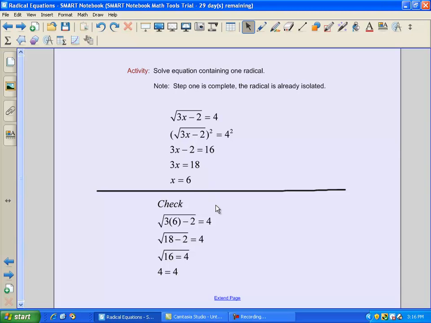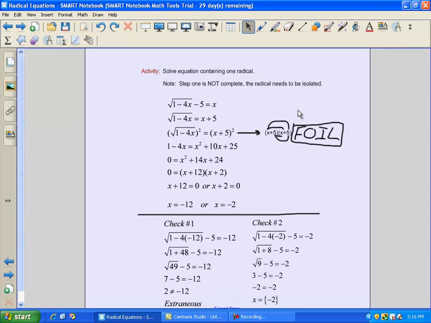To complete step 4, you'll notice down here we did a check, which means substitute the 6 back in wherever you see an x. So we plug the 6 in, we end up with 18 minus 2 is equal to 4, the square root of 16 is equal to 4, and 4 equals 4. So we found that the solution that we ended up with is not extraneous, and in fact when we plug it back in we have one solution.